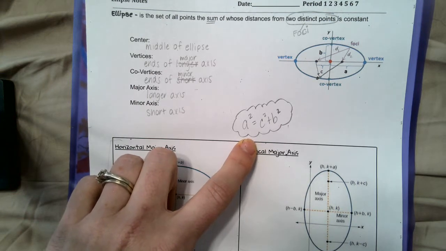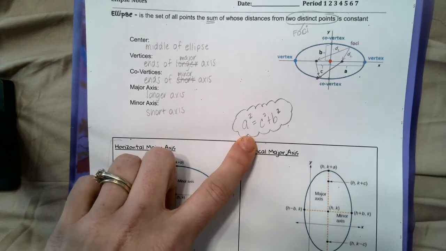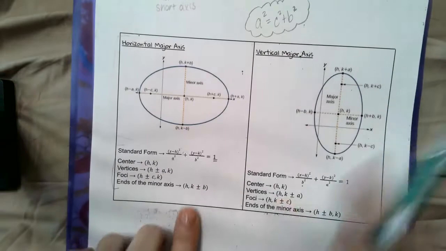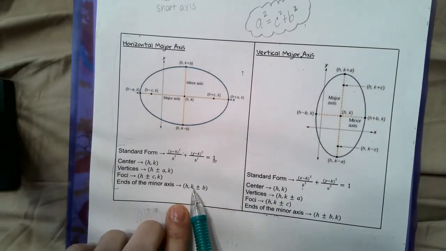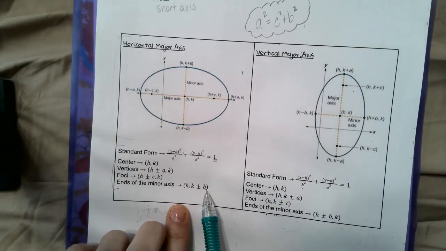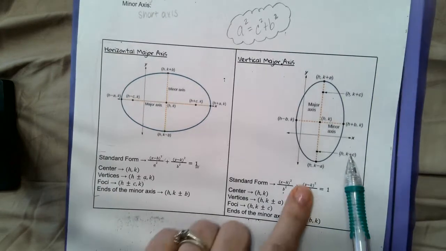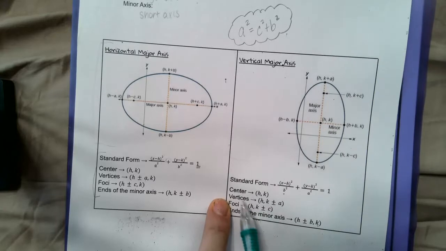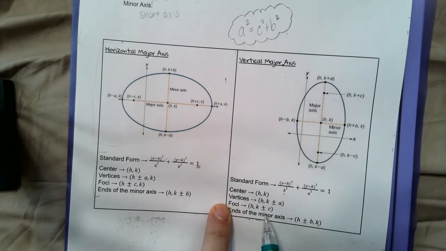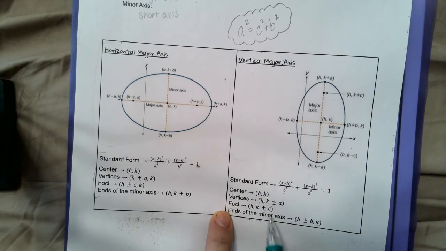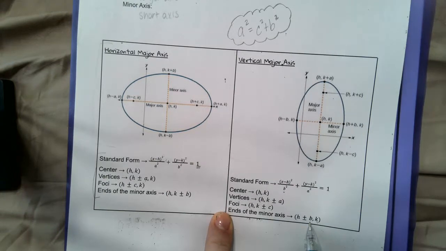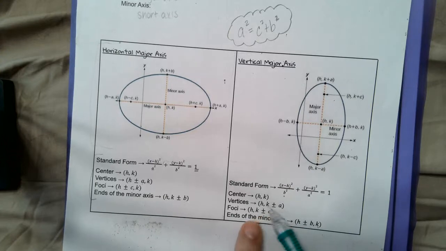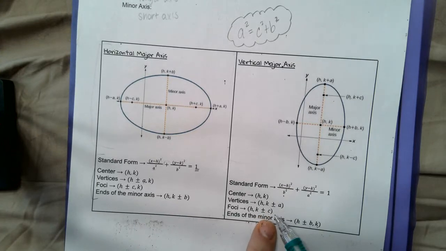Okay, you have to have this memorized. It is not on your formula sheet. And then the ends of your minor axis are h comma k plus or minus b. When you change it to a vertical, your A, B, and C are still following the same thing. So your A is your vertex, your C is your foci, and your B is your minor axis, but realize you're adding it to the other part. So instead of adding it to the X value, you're adding it to the Y value.